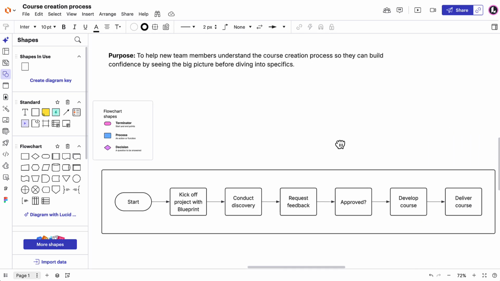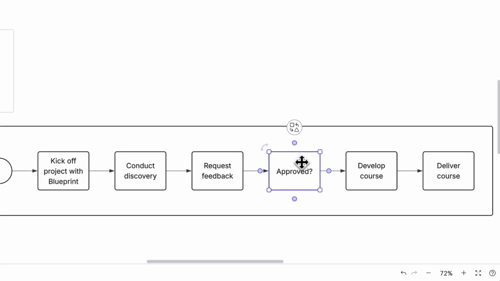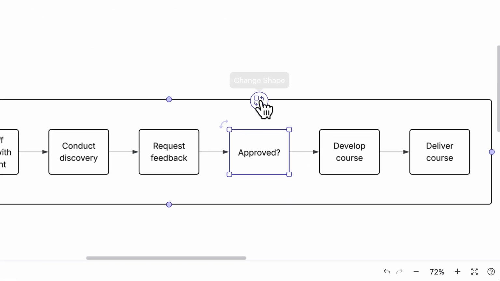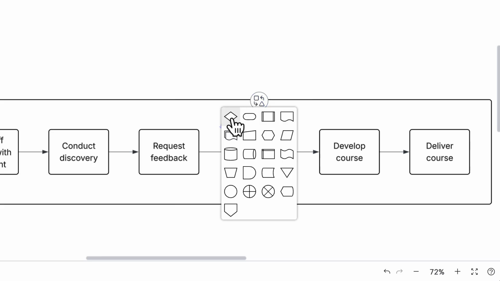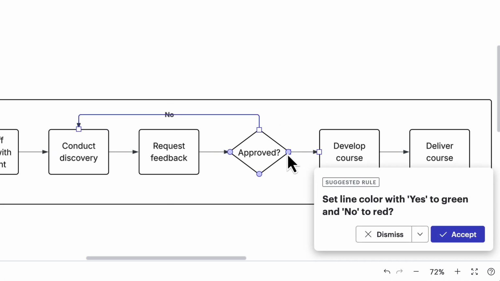Some steps might need a different shape. For example, important decisions should use a decision diamond. So, to change the shape, click here and select Decision Diamond. Decisions usually have two outcomes, like yes or no. So drag the arrows from the diamond, and Lucidchart automatically adds the yes/no labels for you. If you need to change the text, just double-click and type. Delete the arrow underneath if needed.